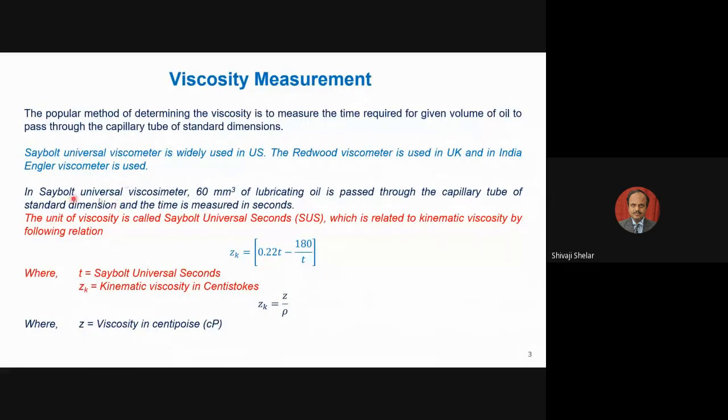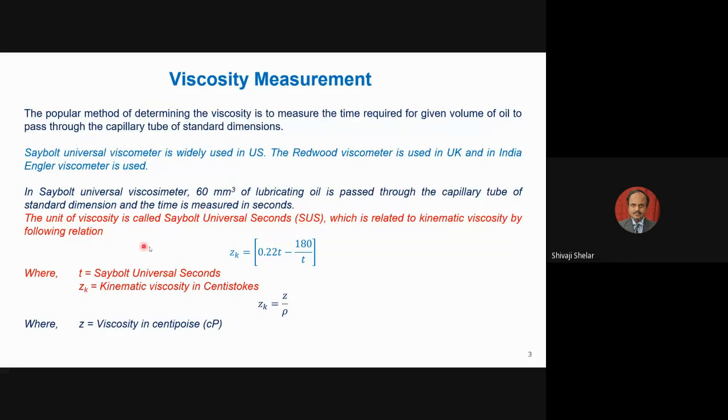Here I am elaborating on the universally, mostly accepted viscometer, the Saybolt universal viscometer. I am explaining how it is conducted. In the Saybolt universal viscometer, a standard quantity of 60 milliliters of lubricating oil is passed through a capillary tube of standard dimension, and the time required to pass this fluid is measured in seconds. This is the standard test carried out. The unit of viscosity in this viscometer is called the Saybolt universal second.